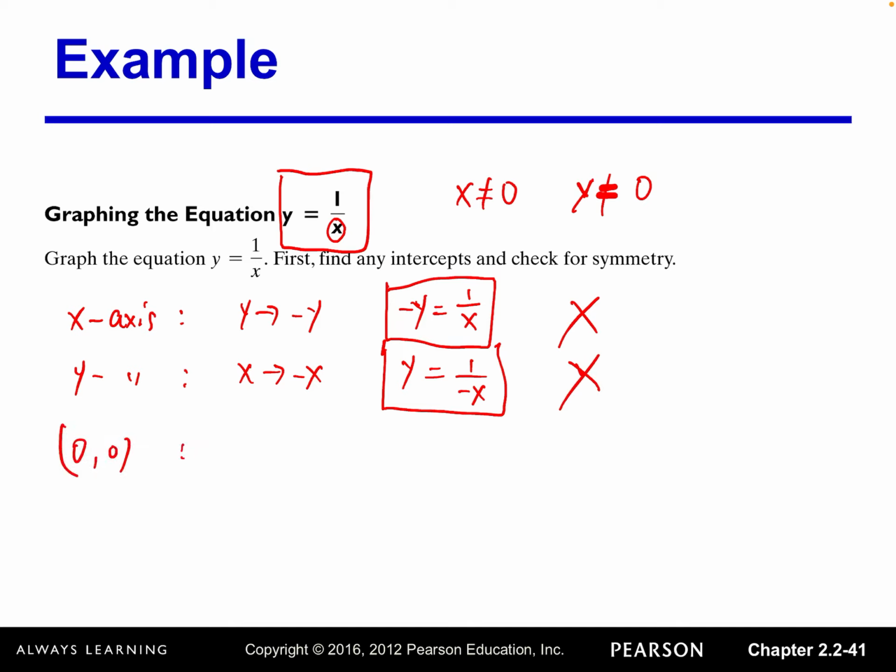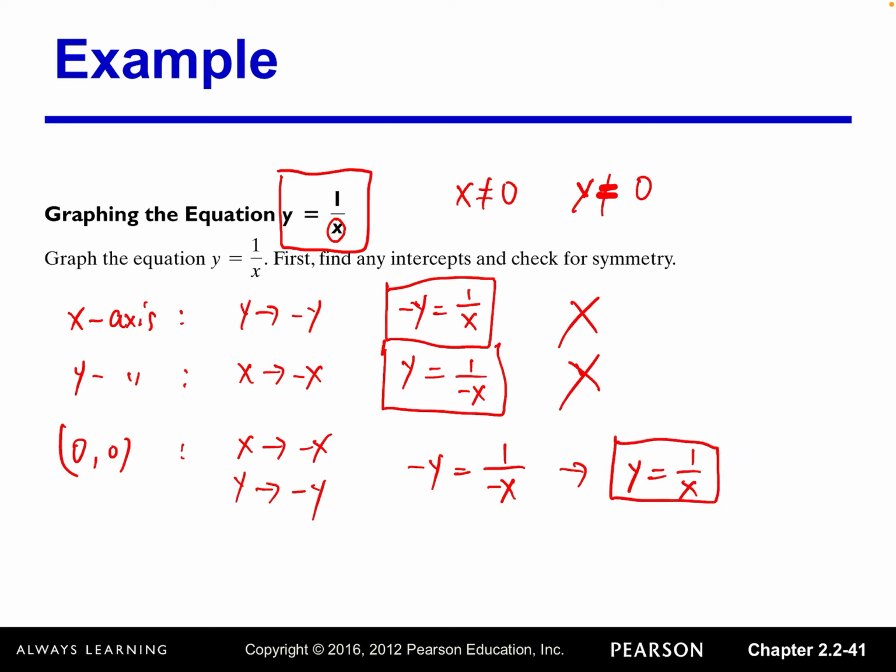The origin (0, 0), let's see. Both x and y are replaced by their negatives. So we get negative y equals 1 over negative x. And then both sides of the equation are multiplied by negative 1. So the negative sign cancels out. We get y equals 1 over x. This is equivalent, right? Equivalent to the original equation. Therefore, the graph of this equation is symmetric with respect to the origin (0, 0).